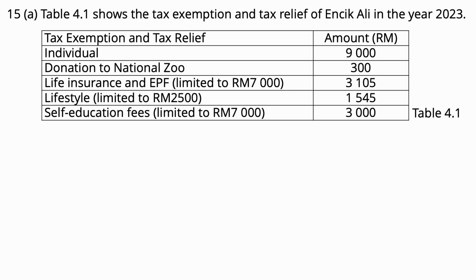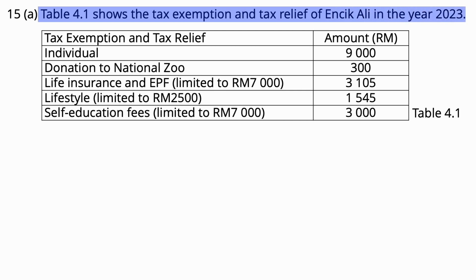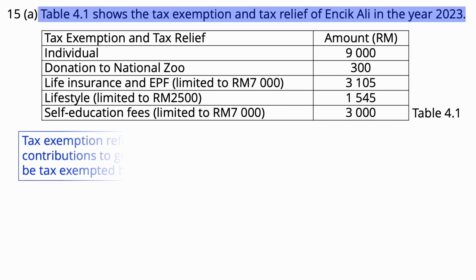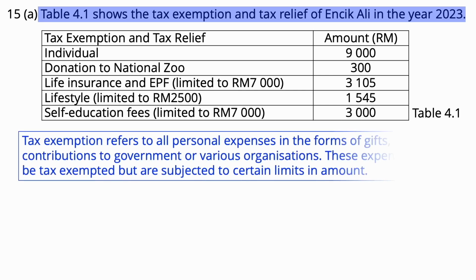Question number 15. A. Table 4.1 shows the tax exemption and tax relief of Inequality in the year 2023. Tax exemption refers to all personal expenses in the forms of gifts, donations, contributions to government or various organizations. These expenses may be tax exempted but are subjected to certain limits in amount.